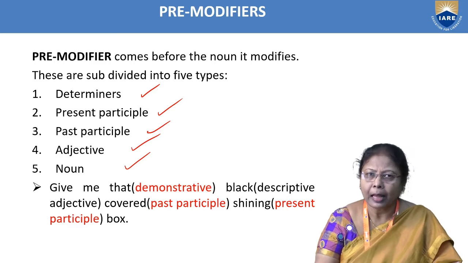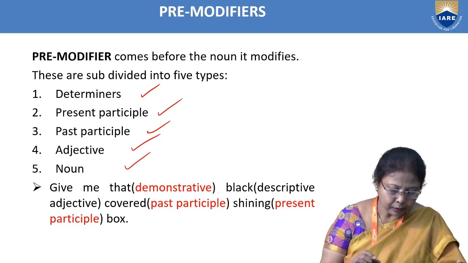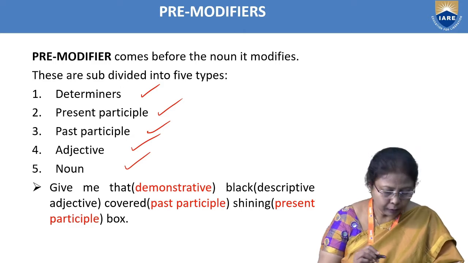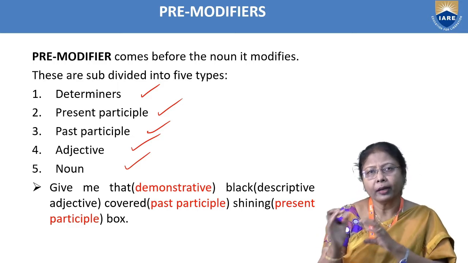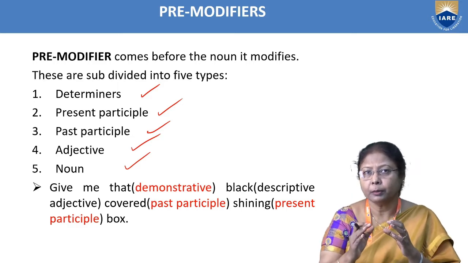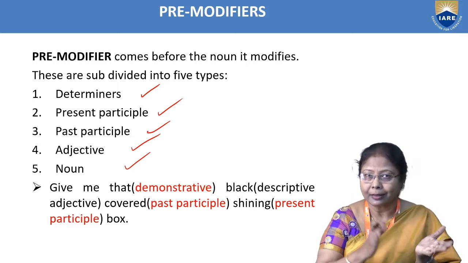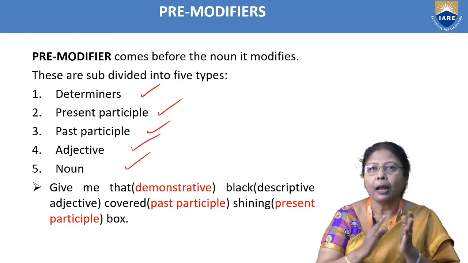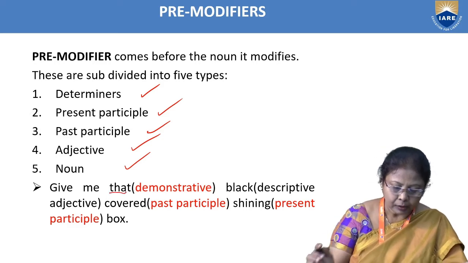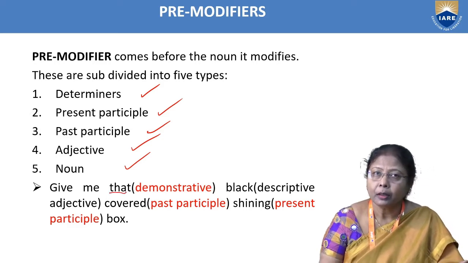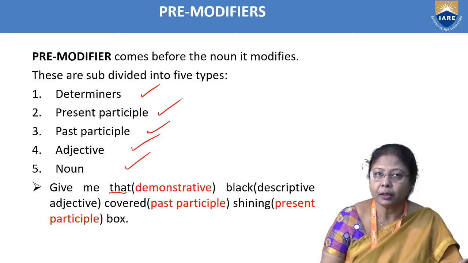Give me that black cover shining box. What is the sentence here? Give me that black covered shining box. In this sentence, we could find demonstrative determiners, descriptive adjectives, past participle and present participle also we can see here. See here, that is a demonstrative determiner. That, this, these, those, all these come under demonstrative determiners.